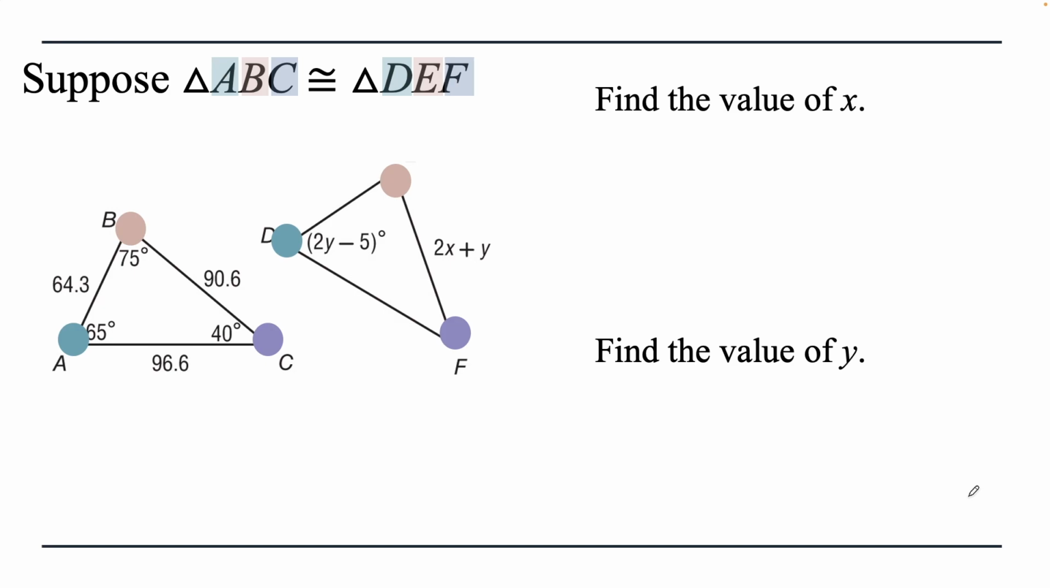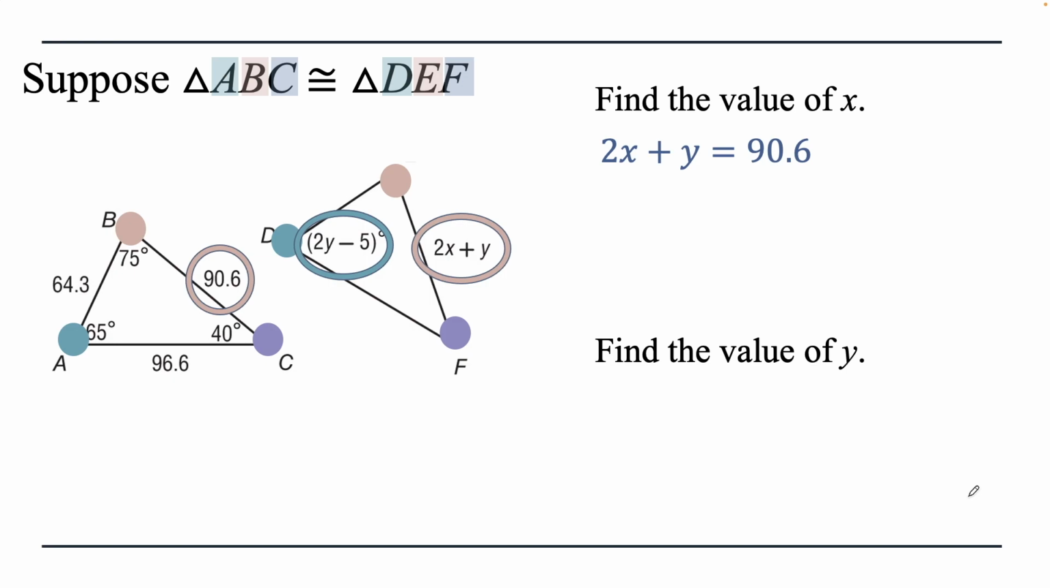Now I need to find the value of X. So there's an X, and the partner to that side, between the pink dot and the purple dot on the other triangle, is 90.6. So I know that those segments are congruent. So 2x plus y equals 90.6. Now we have a problem. We have two variables there, 2x and then the y. So just pause that for a second, and maybe we need to find the value of y first.